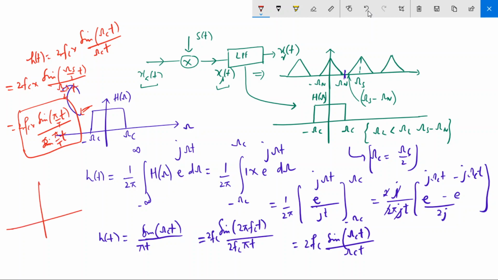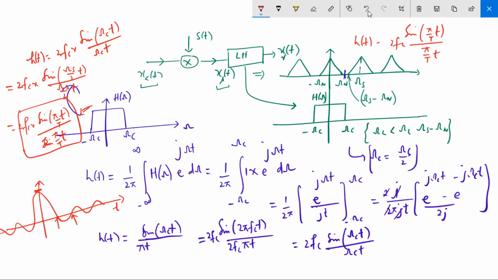If you plot it, you are getting a function like this. Okay, so at t equal to 0, this sine x by x will become 1. You will get this magnitude as 2fc. And where will be the zero crossing points? The function will be 0 when the sine argument is a multiple of pi. It means if you have this function, 2fc sine of pi by T t upon pi by T t, this is your h(t).